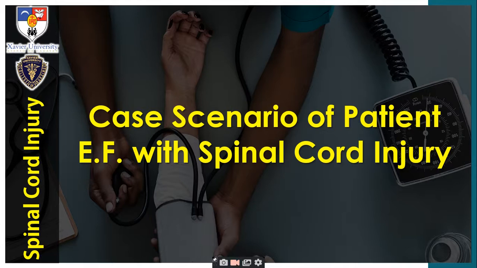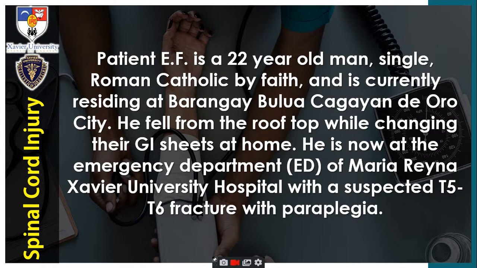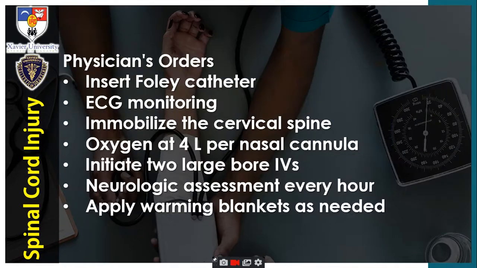Let's now have your case scenario of patient EF with spinal cord injury. Patient EF is a 22-year-old man, single, Roman Catholic by faith, and is currently residing at Barangay Bulwa, Cagayan de Oro City. He fell from the rooftop while changing their GI sheets at home. He is now at the emergency department of Maria Reina Xavier University Hospital with a suspected T5 to T6 fracture with paraplegia. Physician's orders include insert Foley catheter, ECG monitoring, immobilize cervical spine, oxygen at 4 liters per nasal cannula, initiate 2 large bore IVs, neurologic assessment every hour, and apply warming blankets as needed.